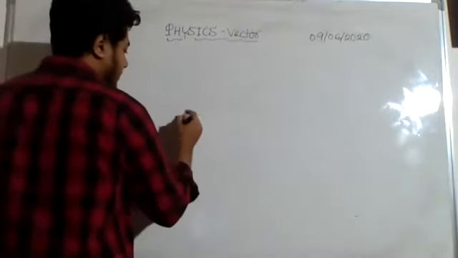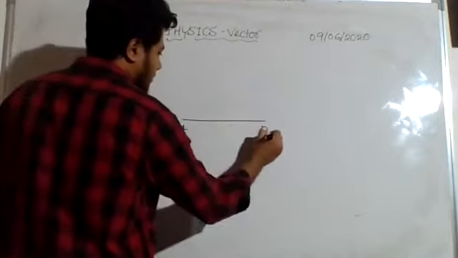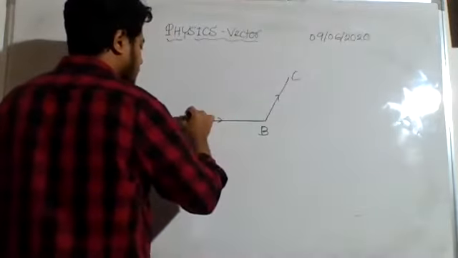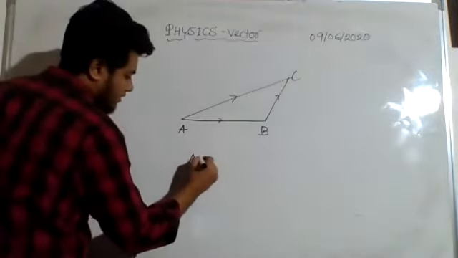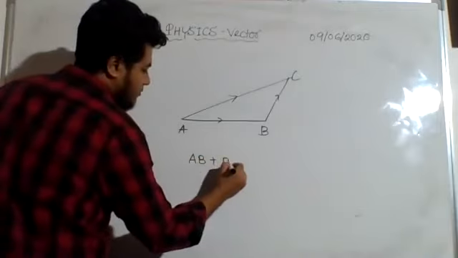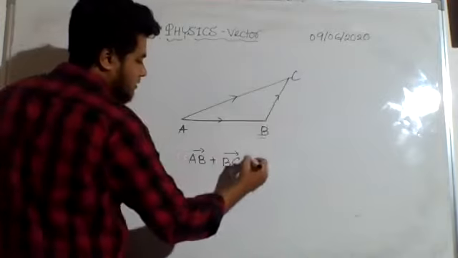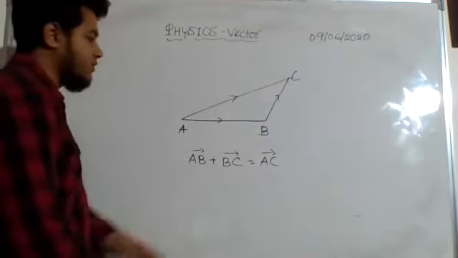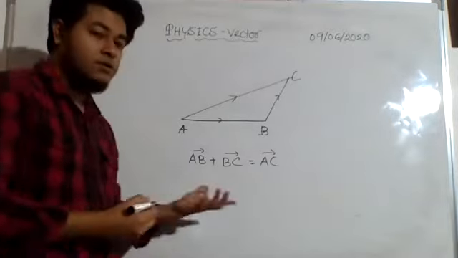What happened there? If you move from A to B and then again B to C, so you have actually moved from A to C. So you can write AB plus BC. AB is a vector, A to B, B to C, then both of them actually give the resultant vector AC. So this is the addition law of vectors.